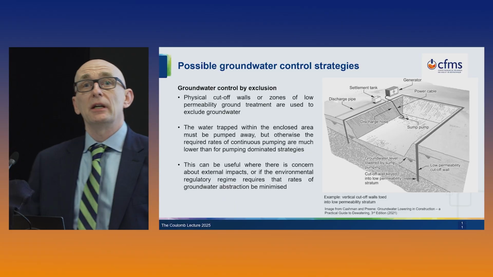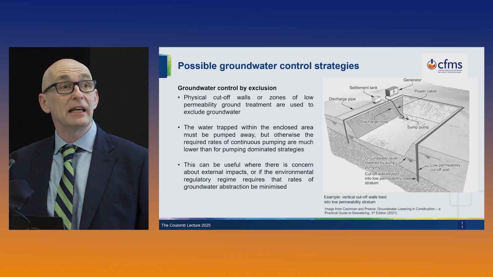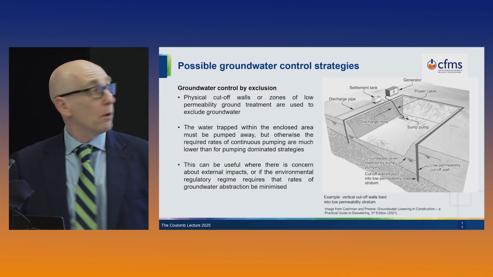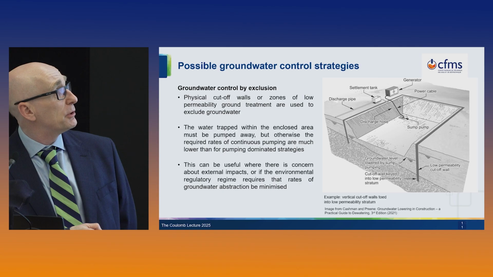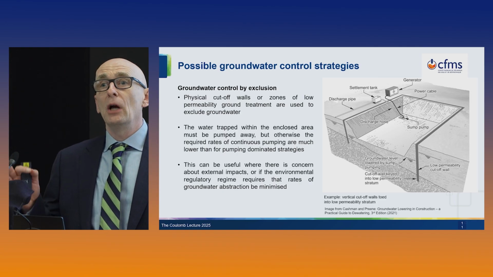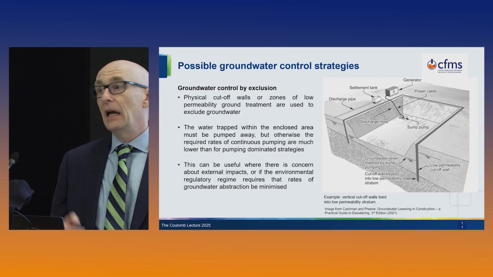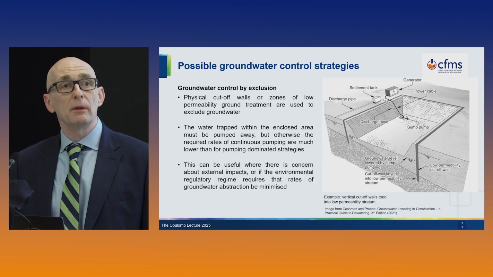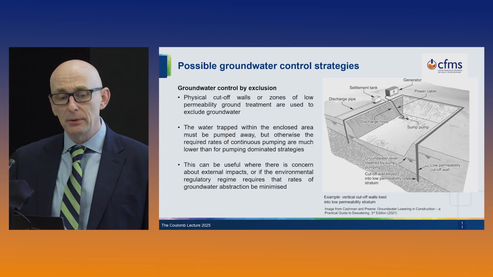The next strategy is the groundwater exclusion strategy, and in very simple terms, we're trying to keep the groundwater out. What we might do is install a physical cut-off wall around the perimeter of our excavation. That can be either a physical wall, or it may be a zone of treated ground, the way we've treated it to reduce the permeability. In this case, we have to pump much less water. We basically just have to deal with the water that's trapped in the area enclosed by the cut-off walls, plus any seepage and so on.